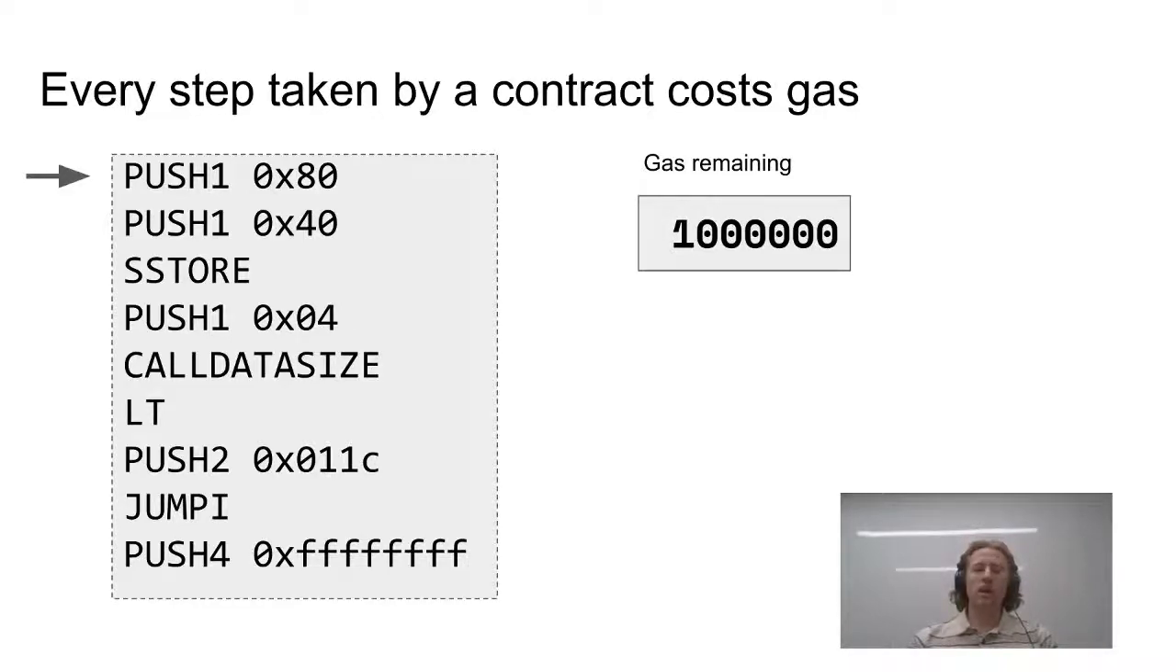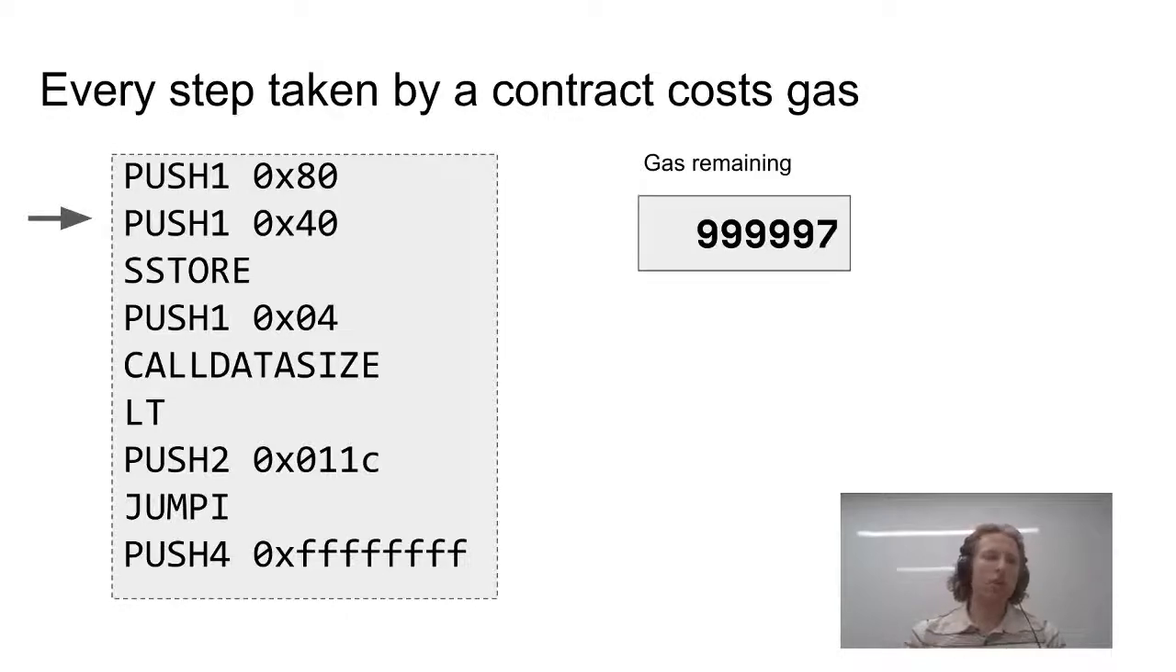So when you create a transaction, you first specify the maximum amount of gas that you're willing to pay. That is stored in this gas remaining counter, which you can think of as sort of like the gas gauge for your car, telling you how much gas you have left to drive around. While your code is executing, every opcode that's executed decreases the amount of gas remaining a little bit. The amount it decreases depends on which opcode you execute. Some are more expensive than others.